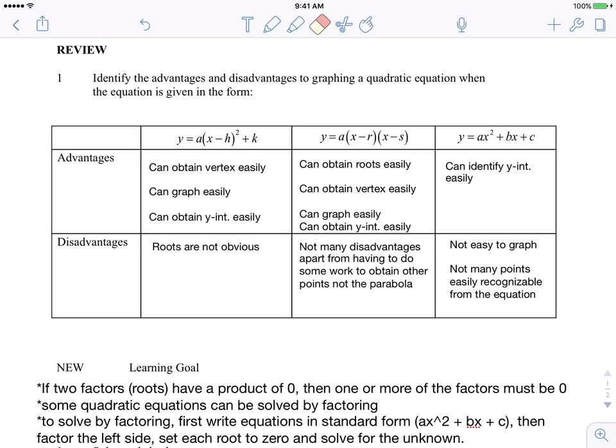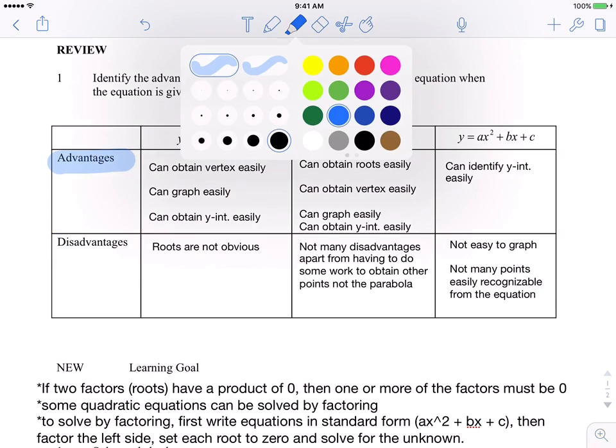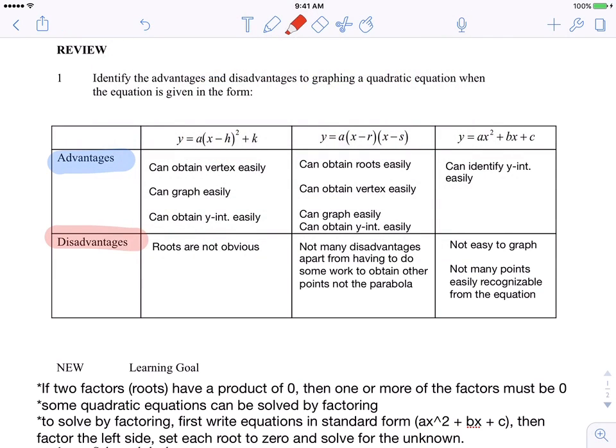What are the advantages? We're just looking at the advantages and disadvantages. Let's highlight this one red maybe as a disadvantage, and let's put this one as green maybe for advantages. And we just want to identify what are the advantages and disadvantages of vertex form. So you should recognize this as vertex form. And the next one is root form. And the last one is standard. So let's fix that up quickly.